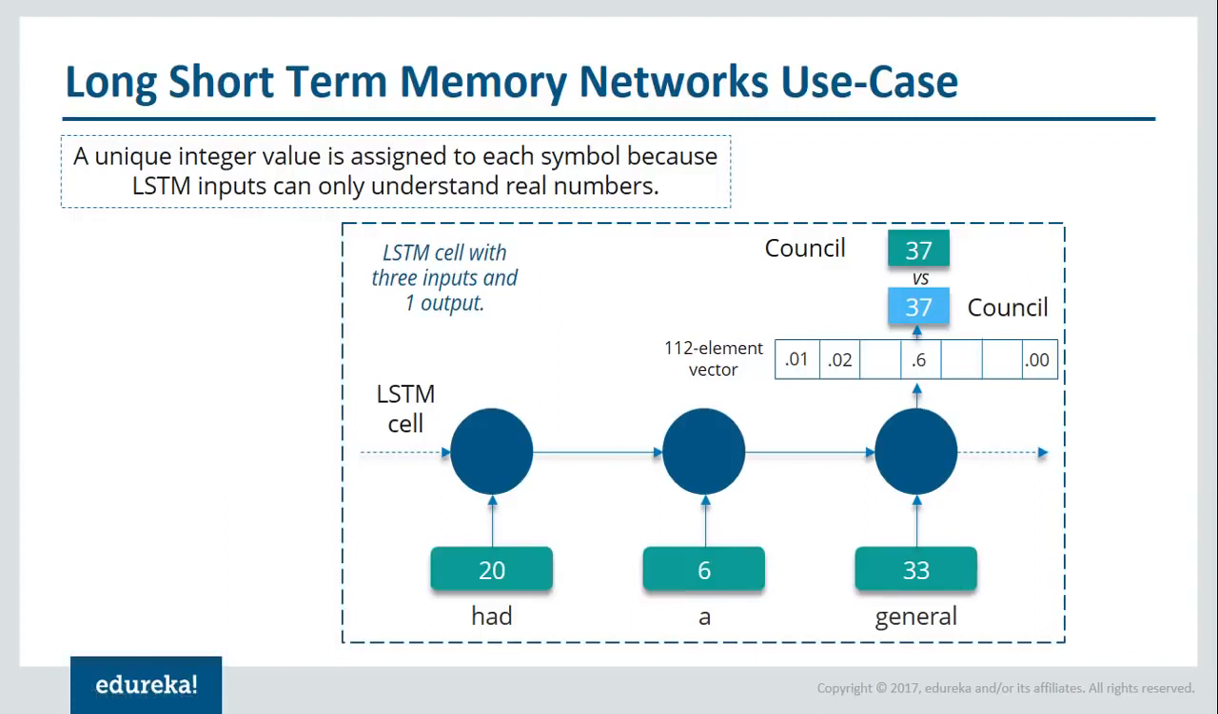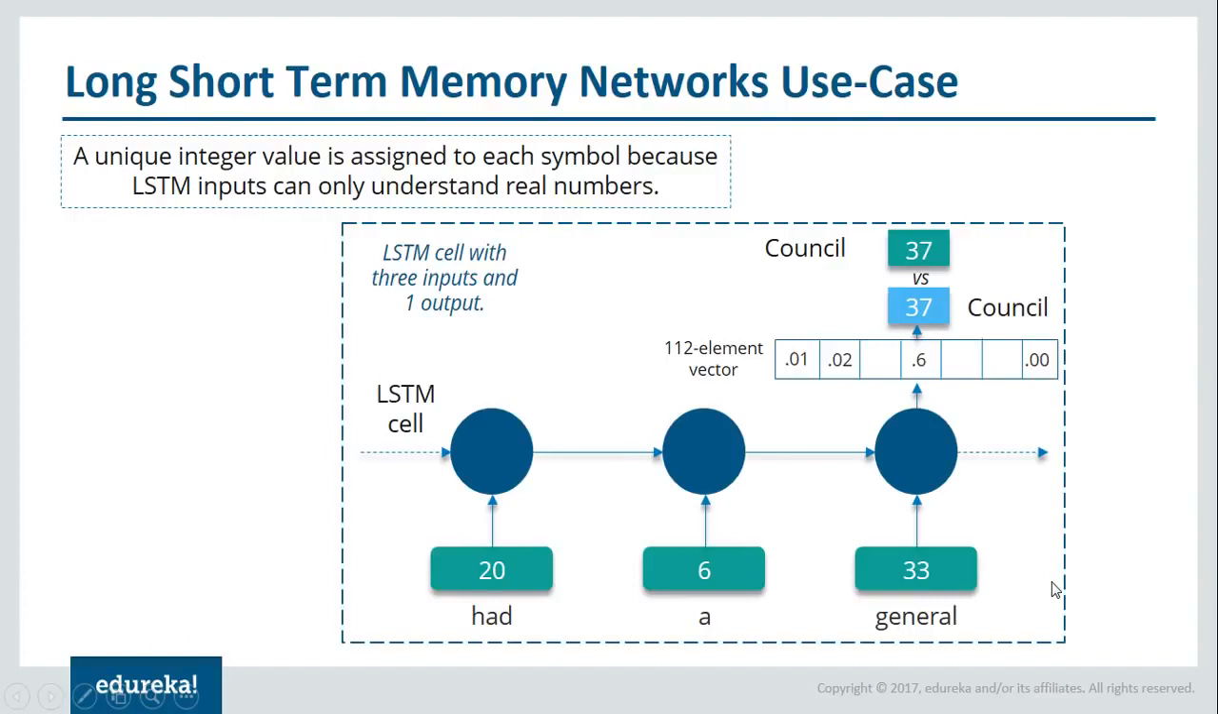So basically our model will calculate the probability of what symbol will come next. Once it gets that value, suppose it finds out that the 37th element has the highest probability, that is, it has 0.6. So the symbol attached to the 37th element is council. So council will come next.